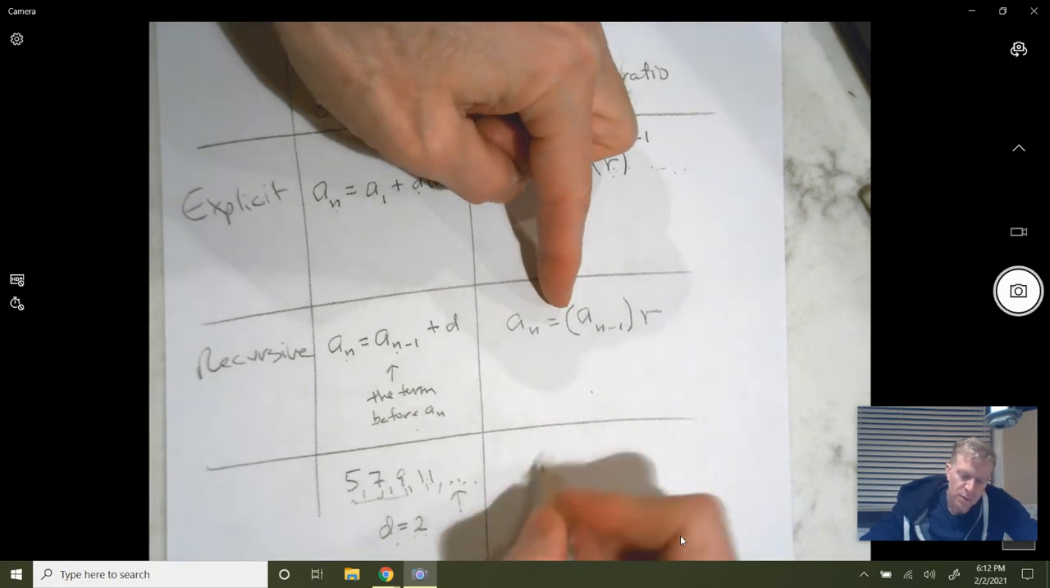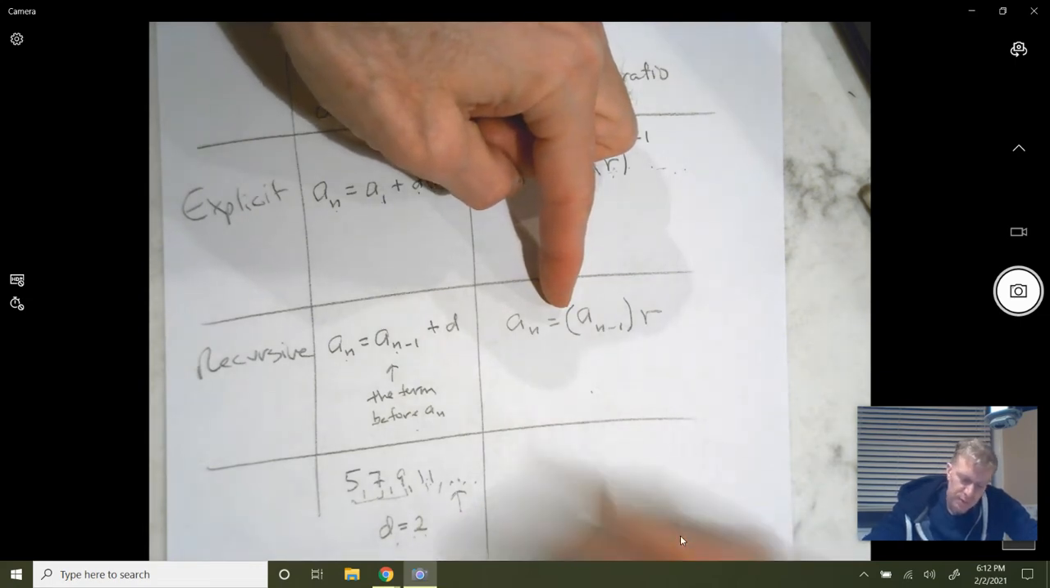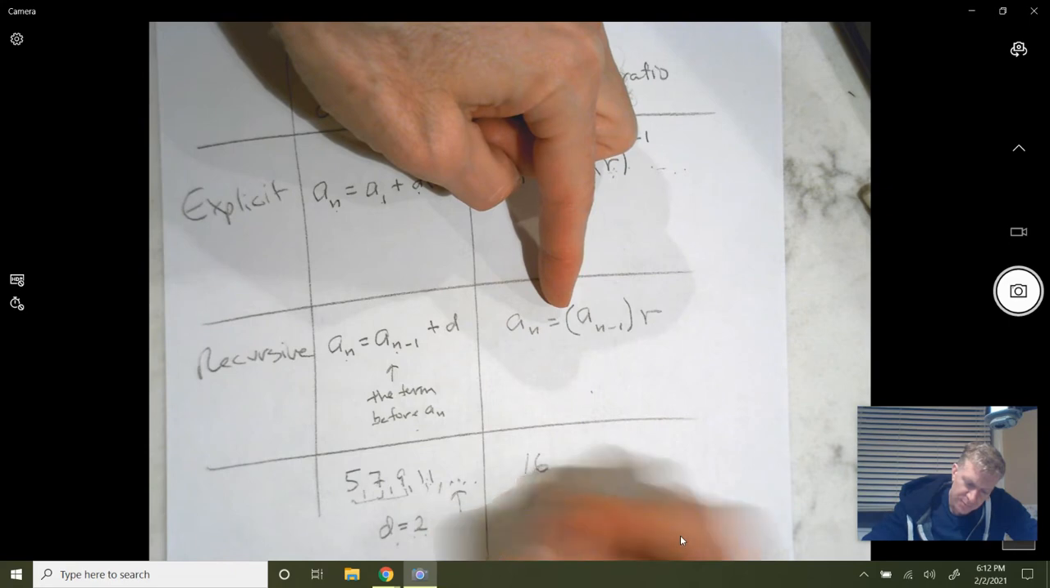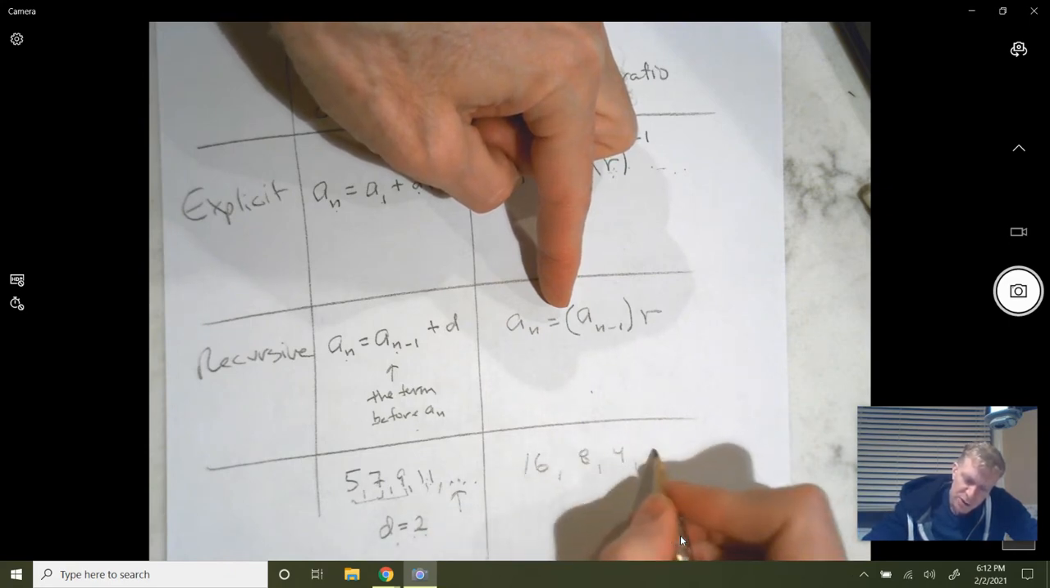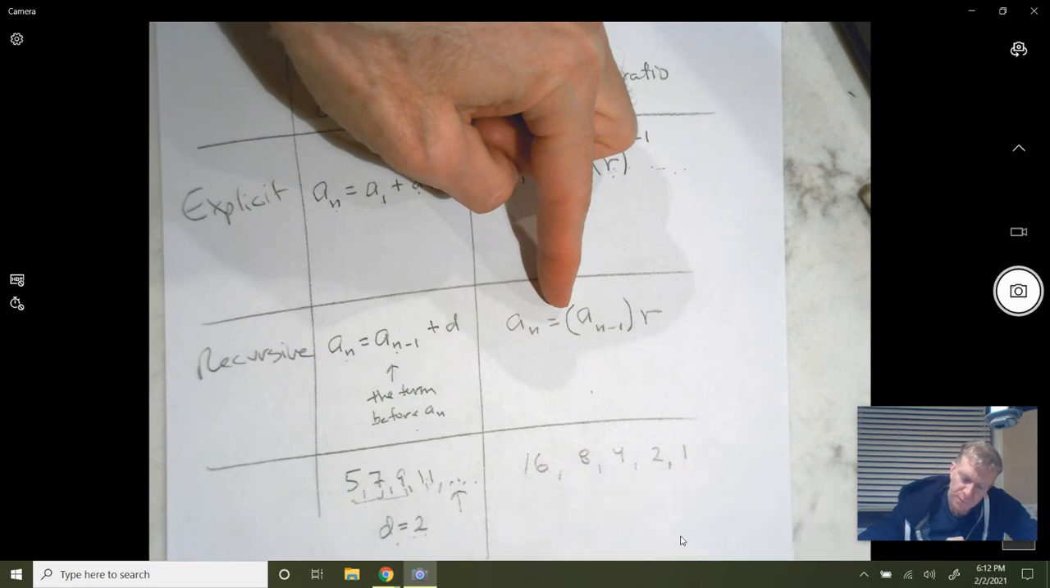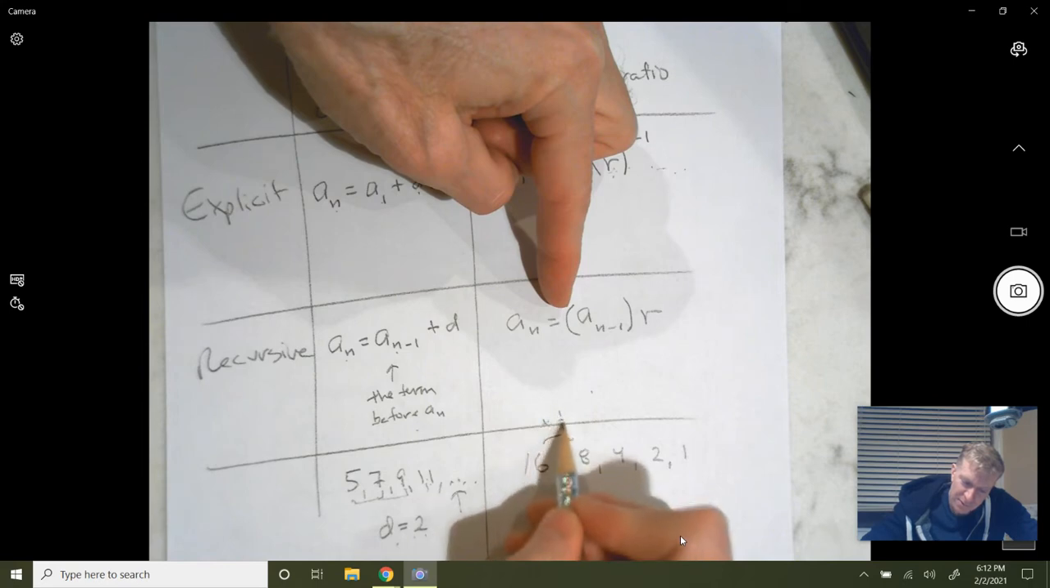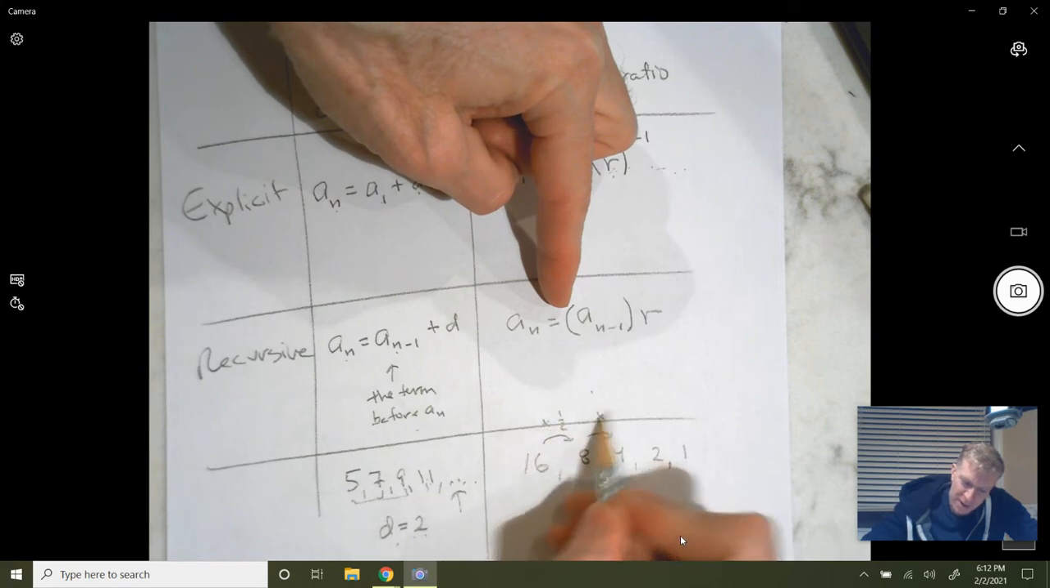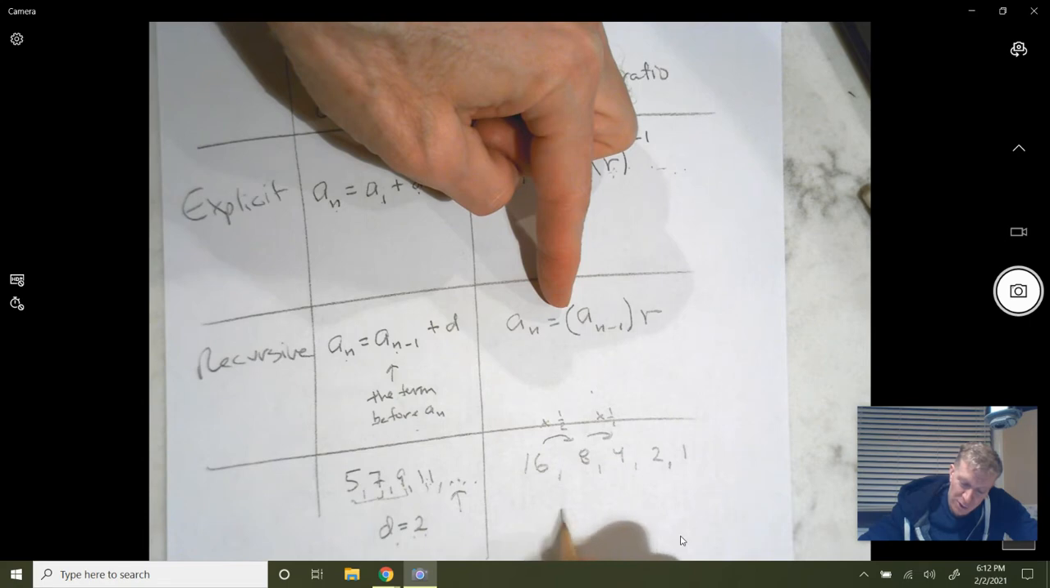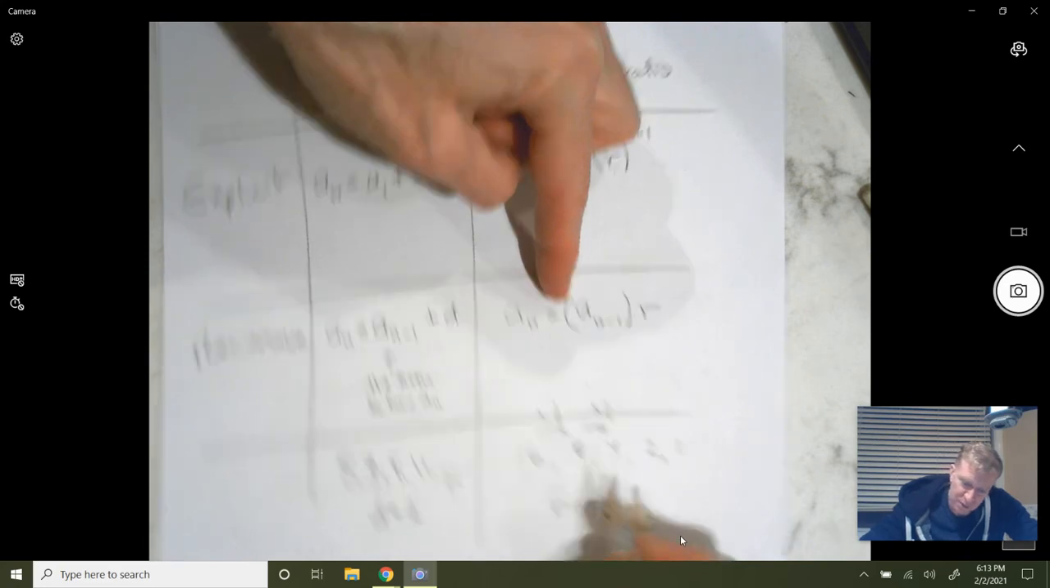So let's say we start with something a little more interesting, 16. And then the next one is 8. Then the next one is 4. And then the next one is 2. And the next one is 1. Okay. Notice I'm multiplying by 1/2. If you didn't see that right off the bat, you could find your common ratio. Your common ratio means you take any term, divide by the previous term. 8 over 16, which reduces to 1/2. 4 over 8, take a term, divide by the previous term.